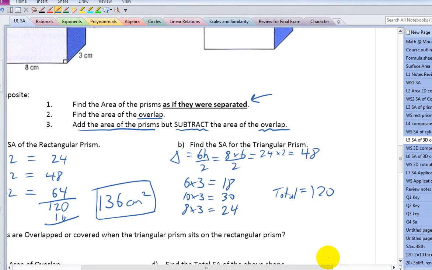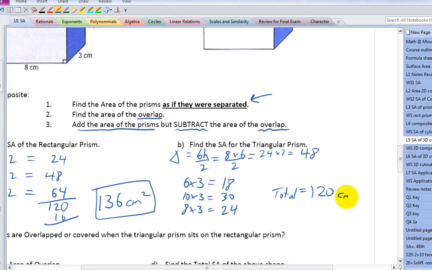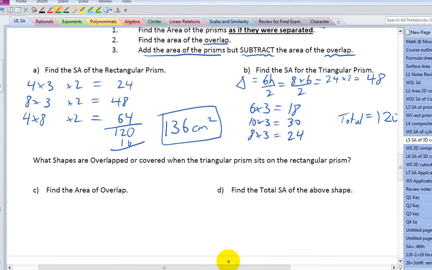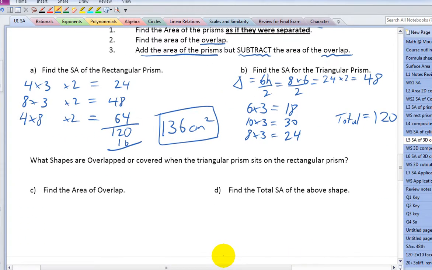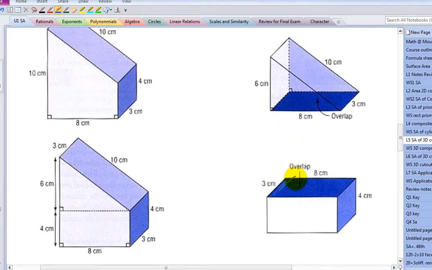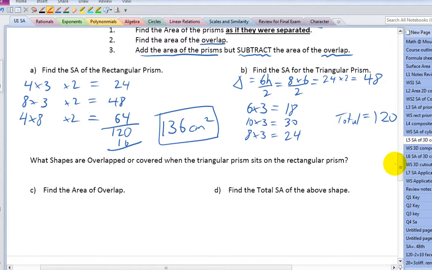$120? Good. Centimeter squared. Okay, so next question is, what shapes are overlapped or covered when they're sitting on top of each other, when they're connected? What's the overlap shape? Yeah, it's a rectangle. Okay, so I'll use my red pen. Here we go. Rectangle. How many though? 2. So write down 2 rectangles.